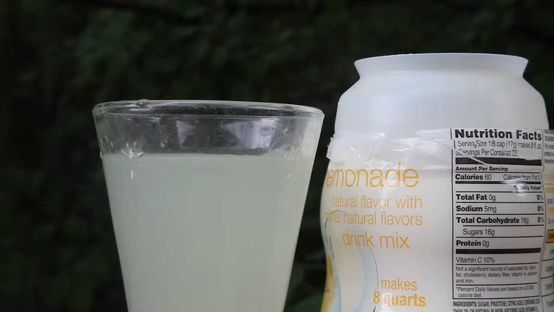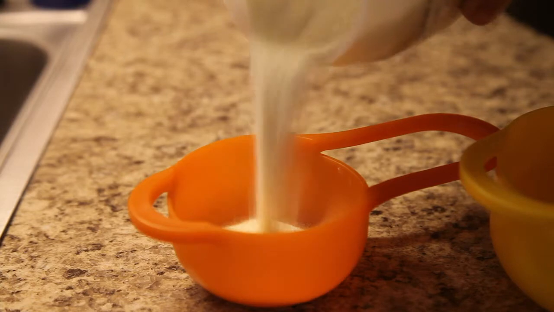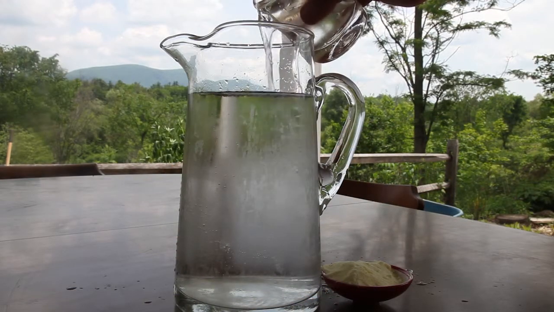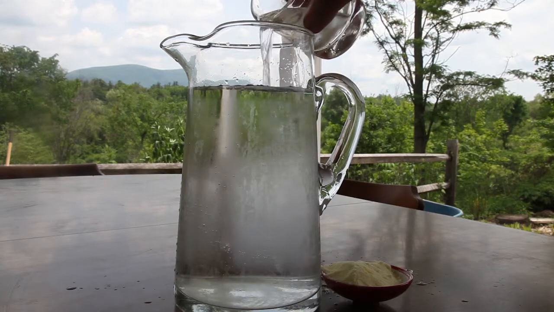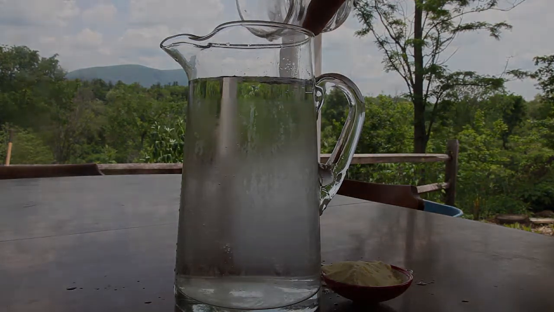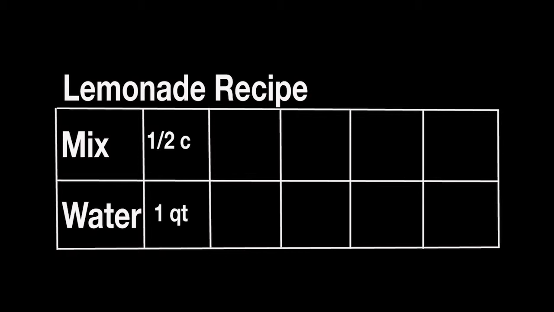The recipe requires a half a cup of lemonade mix combined with 1 quart of water. Let's say you want to make 5 quarts of lemonade. How much lemonade mix do you need to use? To make this easier, let's make a table of ratios. The top row of numbers represents different quantities of lemonade mix. The bottom row of numbers represents quarts of water.